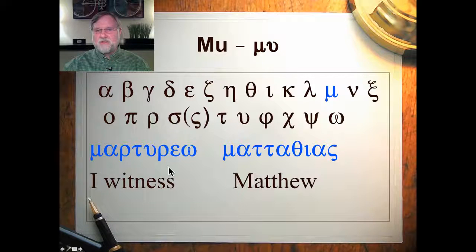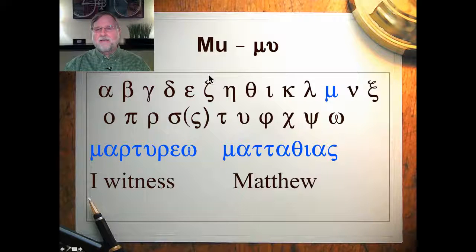This means witness or martyr. That's somebody who's willing to die as a witness to Christianity. Notice the beginning, mu, martyreo, eyewitness. So martyreo means eyewitness. Another one, now this is a name again. Notice it starts with a mu, as Mattathias. You can probably do that just from the English. Mattathias means Matthew. So the letter is mu.